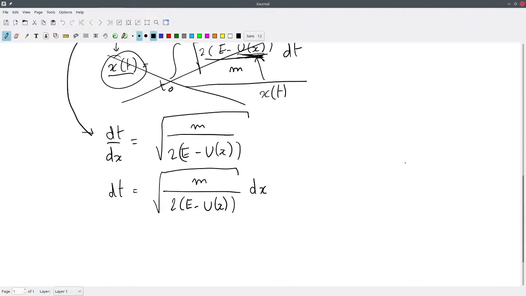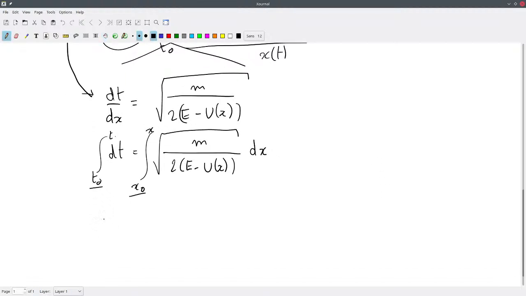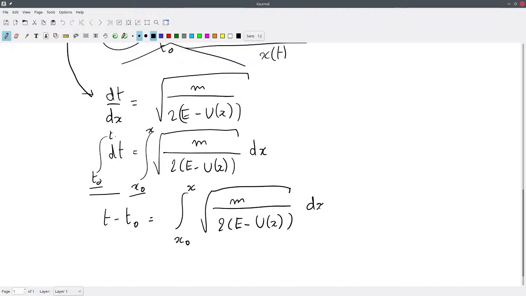And now we can take the integral. We can take the integral of dt between t0 and t. We can take the integral here between x0 and x, so the initial time and the initial position, so our initial conditions. And so t minus t0, which is this integral here, will be the integral from x0 to x of square root of m over 2(E minus U of x) dx.